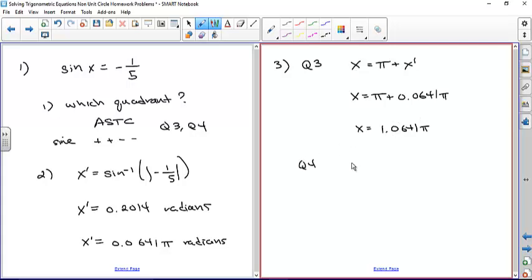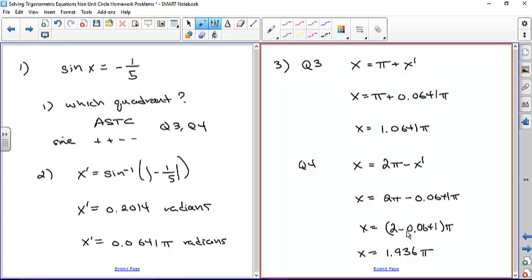Then your fourth quadrant solution is 2 pi minus the reference angle. So we take 2 pi, subtract 0.0641 pi. So what we're doing here is we're taking 2 and we're subtracting 0.0641, and we're multiplying that difference by pi. So 2 minus 0.0641 is 1.936 pi. So that's my fourth quadrant solution. There's my third quadrant solution.